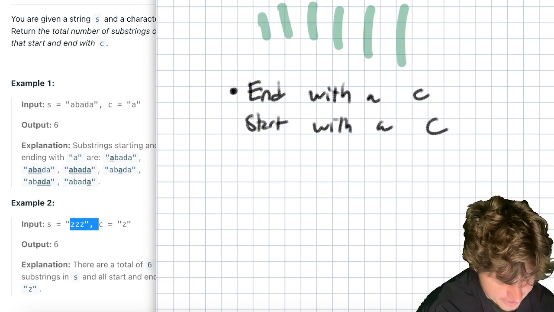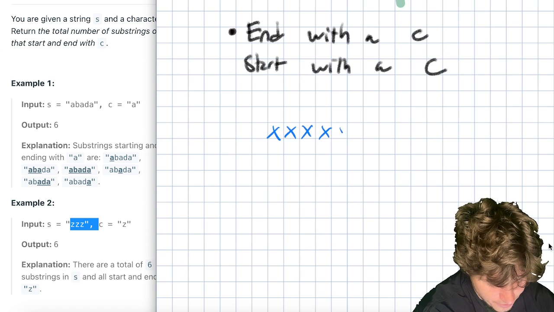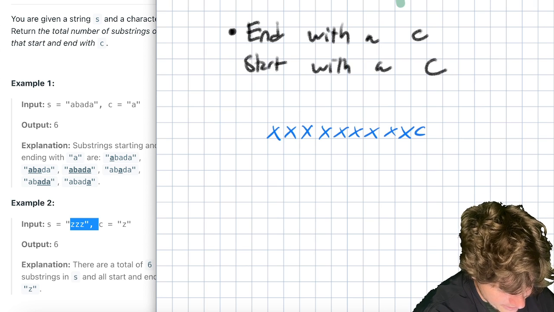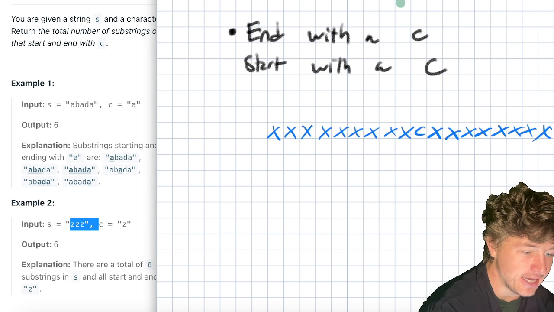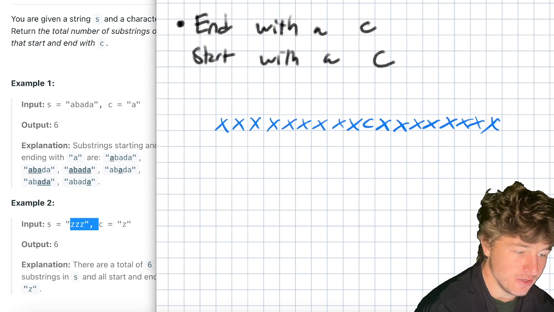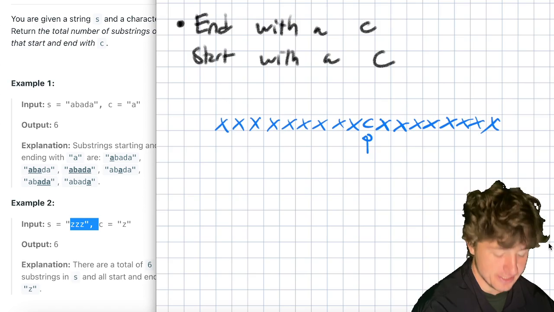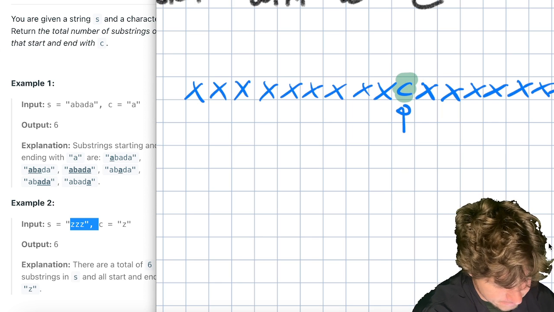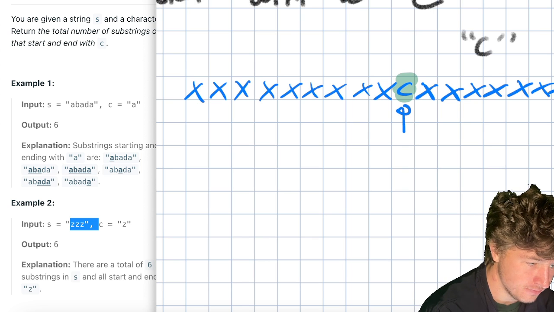The reason I'm saying that is, let's just imagine that we had X's here to represent that it's just something, and then we had a character C. Saying that we don't know what these X's are, and all we know is we have the character C here, how many substrings can we create with this character C? Well, we can create one with the C by itself, so that's 1 in our solution.